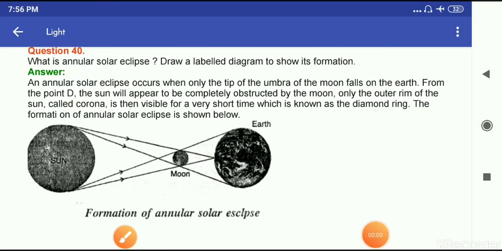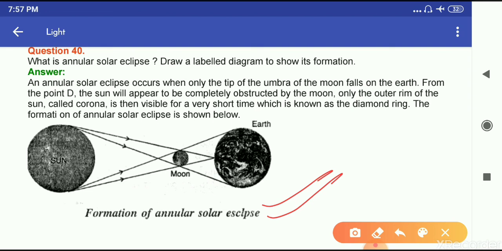So these are your answers of lesson number 5. You have to complete this work in your notebook, and also you have to learn these answers.